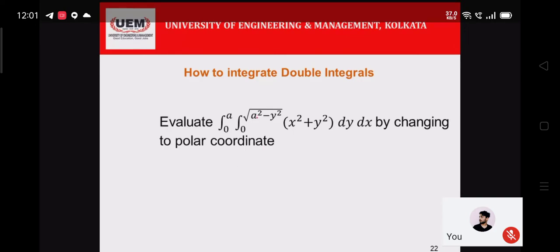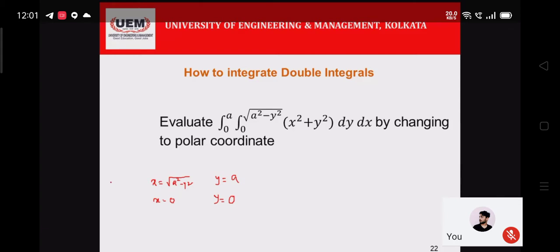This limit stands for x, as I told, y is involved. So x equals root over a square minus y square, and x is starting from 0. Done. Y is running from 0 to a. Okay. Now the first thing here, how can I write this expression?